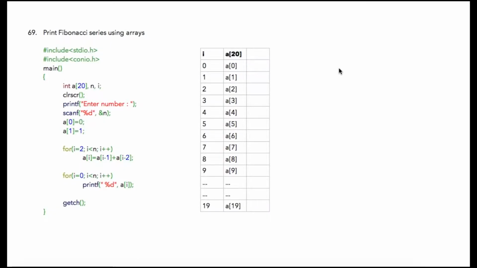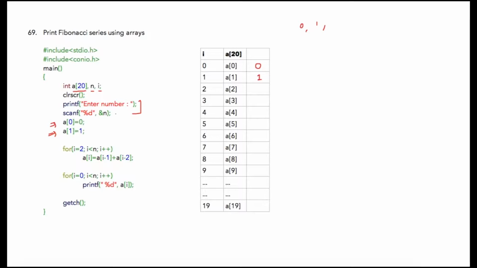In this program, we are going to print Fibonacci series but using arrays. I'm using array of size 20. Then n is the number that will be entered by user, which will denote number of elements that will be using from this array, and I is my index variable. So I'm asking user to enter n, and after that, because we know that first two elements from the Fibonacci series are 0 and 1, so I'm initializing a of 0 with 0 and a of 1 with 1.